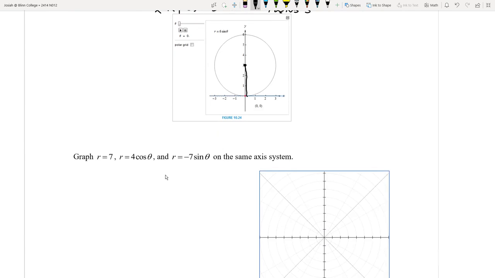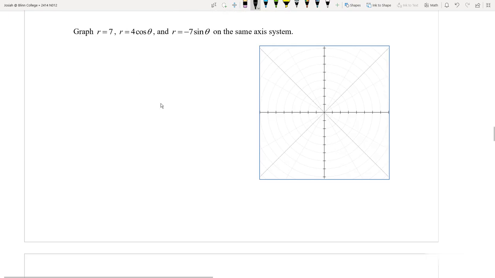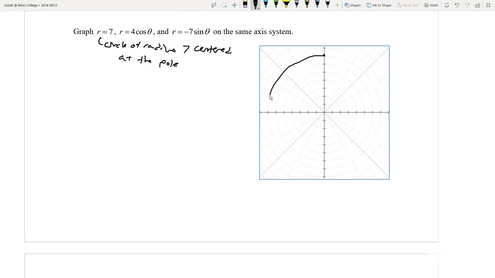And so we'll look at the same sort of thing here. We'll look at some different examples of these curves and get an idea for what these guys look like in general. So first off, r equals 7. This is just a circle of radius 7 centered at the pole. And so we'll go out 1, 2, 3, 4, 5, 6, 7, and just follow the grid line.